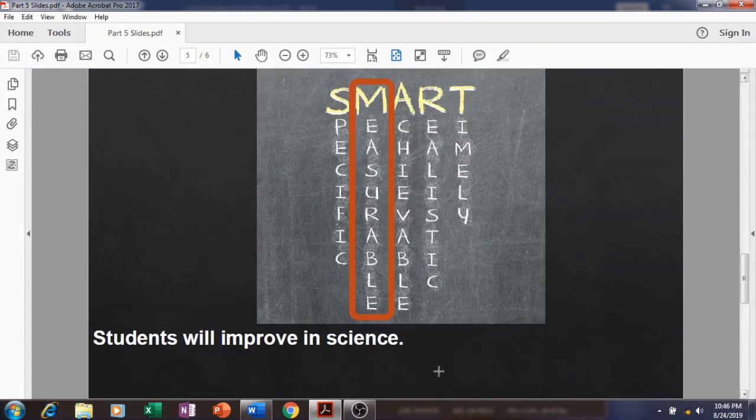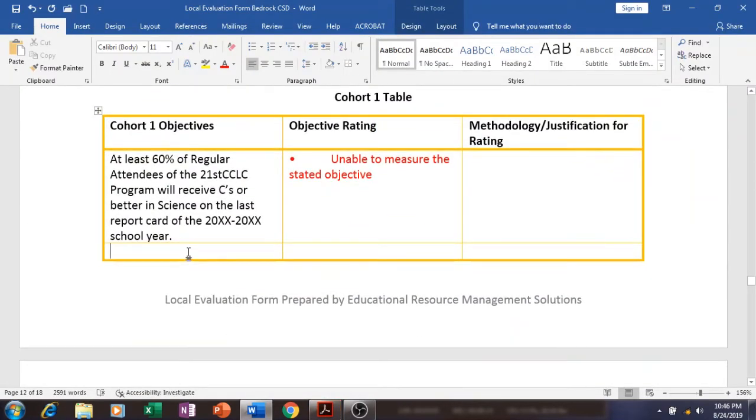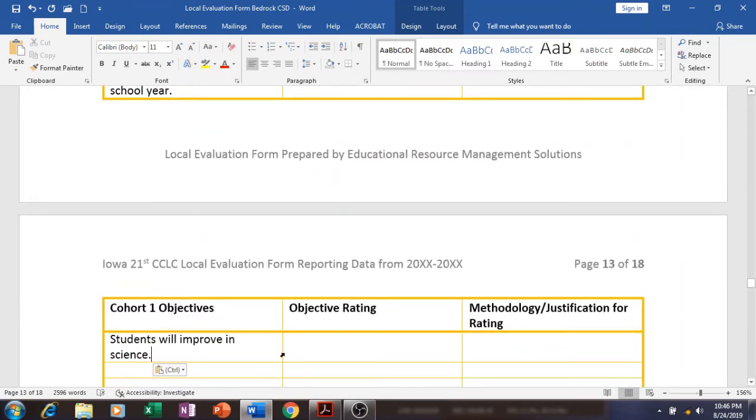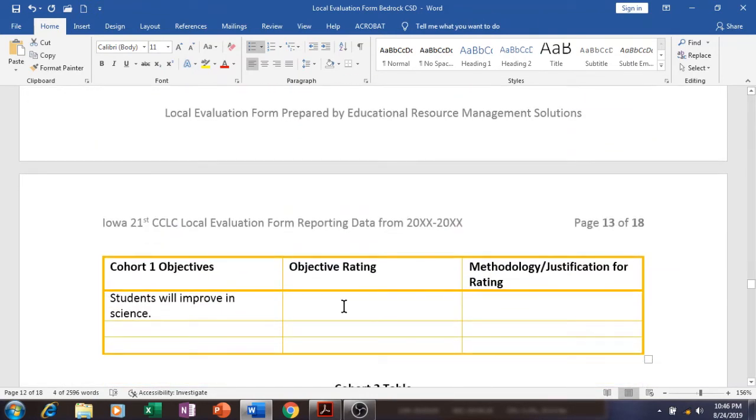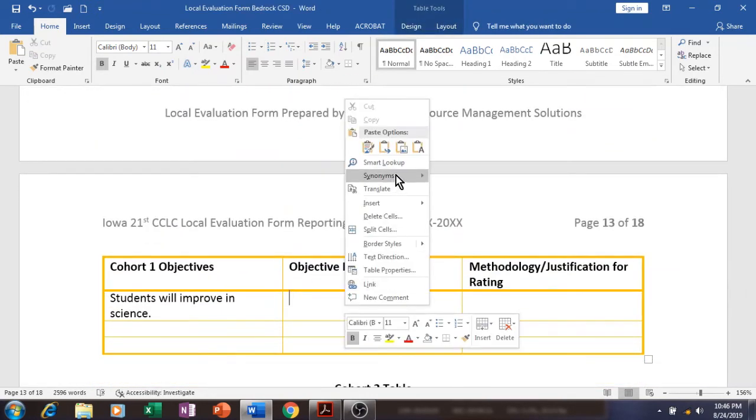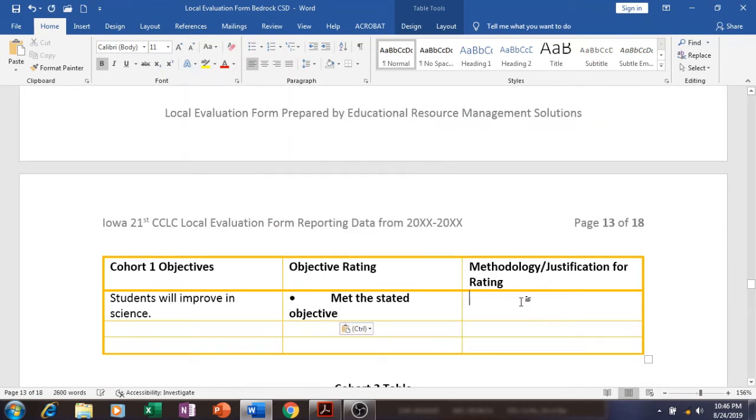So let's take an example of a non-SMART objective. Students will improve in science. What does that mean? I don't know. Let's see what we would do with that one. We're going to go here. We're going to add that as the second objective just to fill up the table. Gee, what's our objective rating? Well, if you're going to say you met the stated objective, you're going to have to explain your methodology justification.